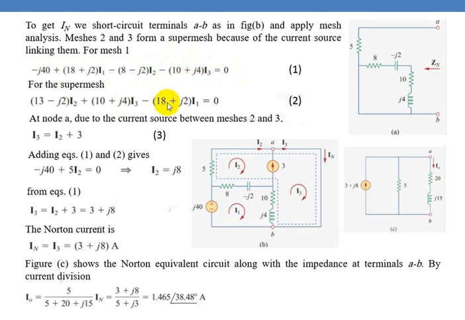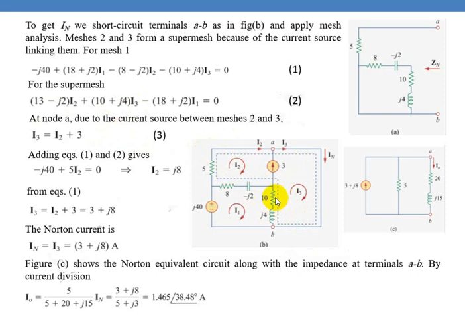So for the super mesh, you have to consider these two meshes and write the equation. That is, for this mesh 2, you have to add all the resistances and reactances, that is 8 plus 5 is 13 minus J2 into I2 you have to write for this. And for I3, the total impedance and reactance in this mesh is 10 plus J4. So 10 plus J4 into I3.